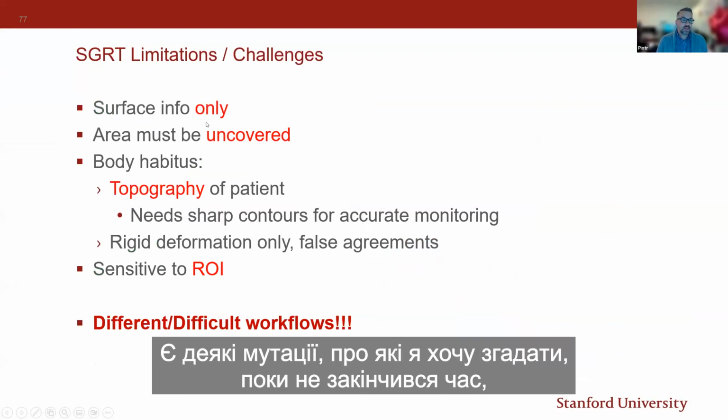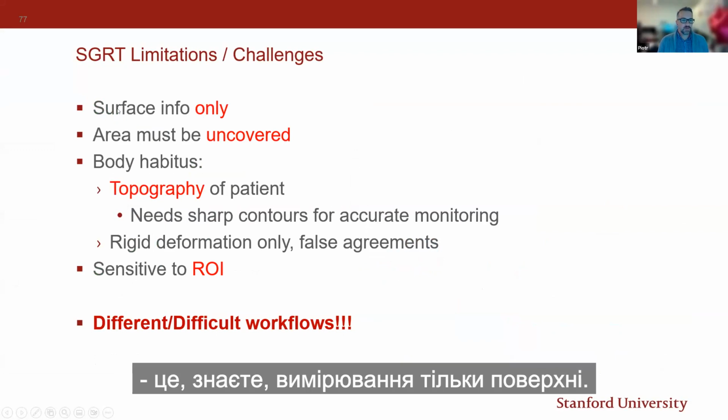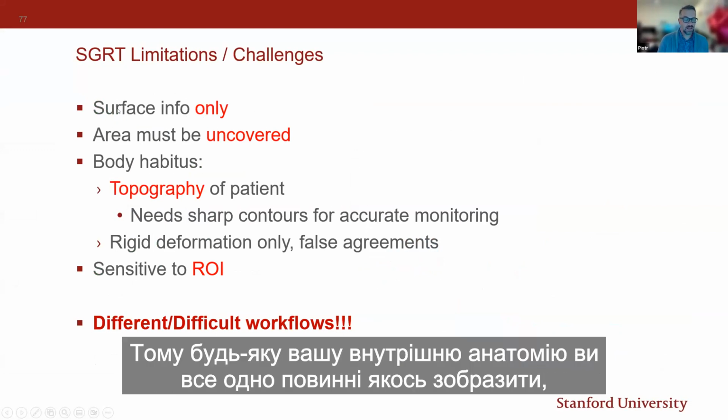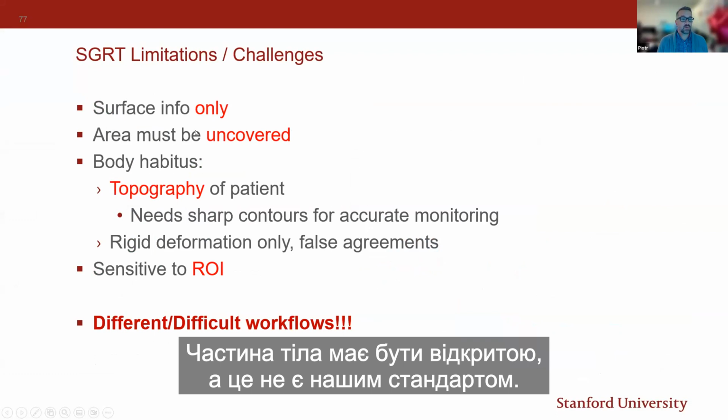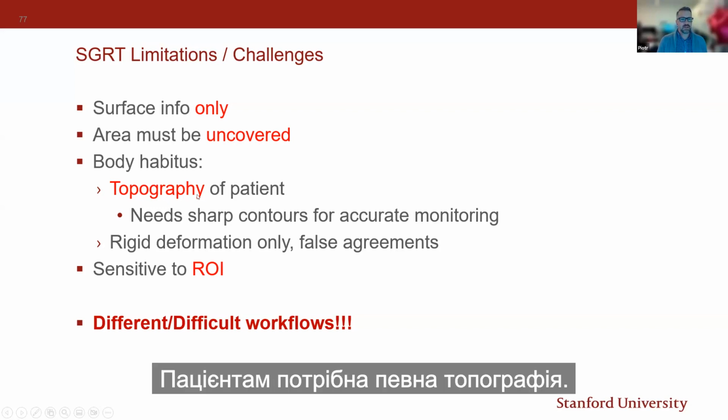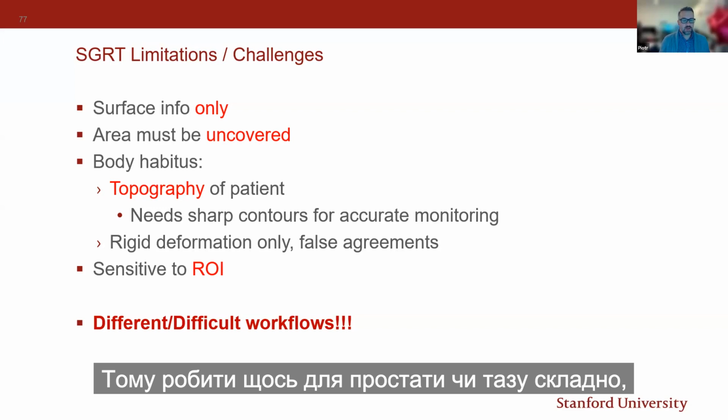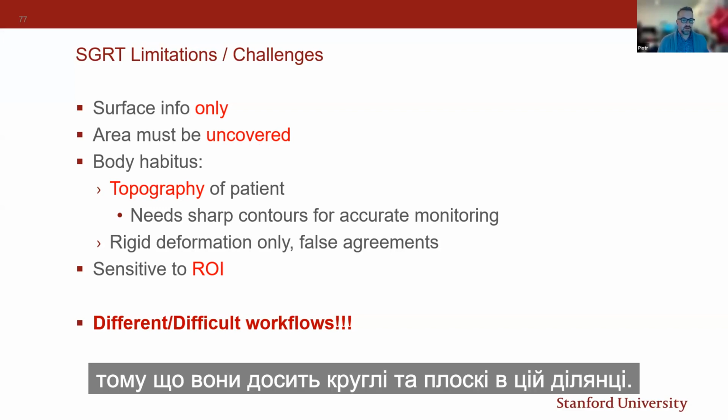There are some limitations that I want to mention before I run out of time. It only measures the surface, so for any of your internal anatomy, you still have to image somehow to get proper anatomical alignment. The area of the body must be uncovered, which is not our standard here. Body habitus is important. Patients need some sort of topography, so doing things like prostates or pelvises is difficult because that area is pretty round and flat.